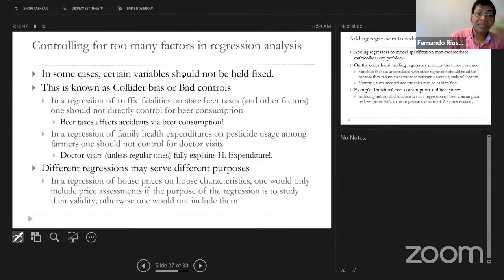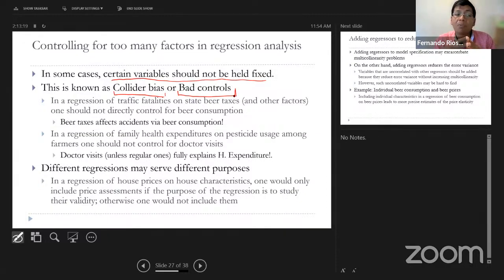In some cases, however, certain variables shouldn't be held fixed. And what do I mean by that? If you read some of the newer literature on this, it is the idea of collider bias, or as the book calls it, the idea of a bad control. So what is a bad control, or what is collider bias?